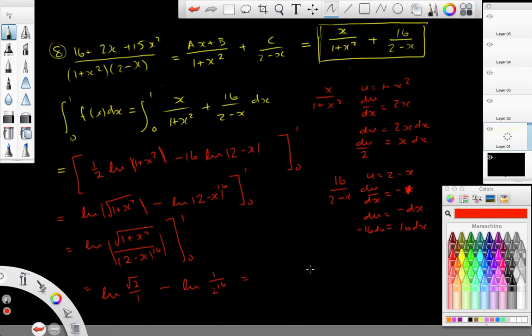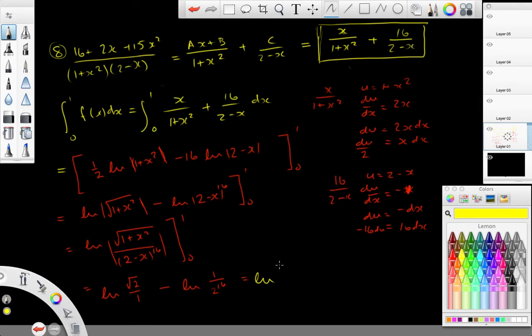So that is going to be equal to, let me go back to yellow, the log of root 2. This is log a minus log b, so that's the same as log a divided by b, so log a over b. If we divide by a fraction, that's the same as multiplying by the reciprocal. And I'm going to write this root 2 as a power of a half, because it's going to be easier for me.